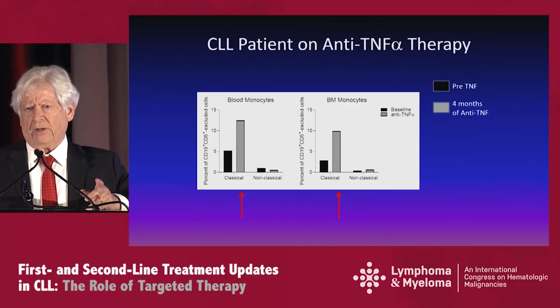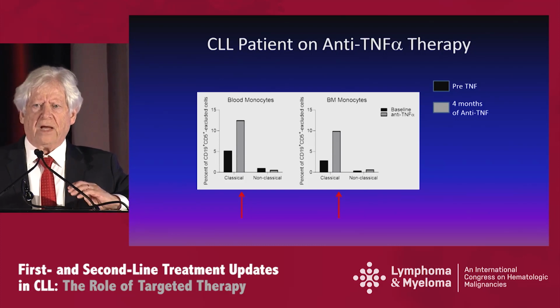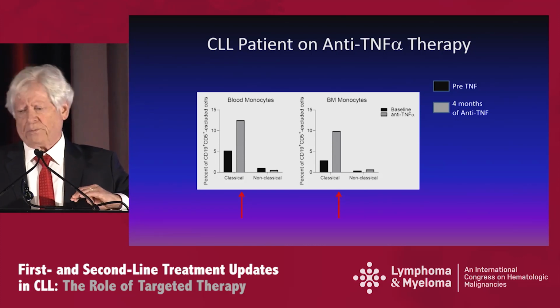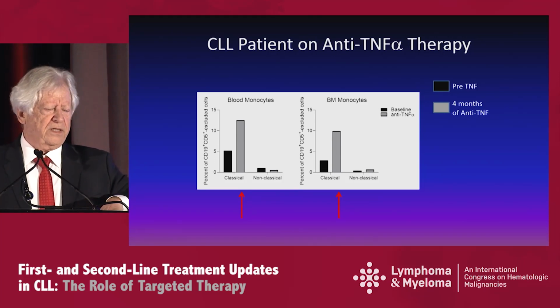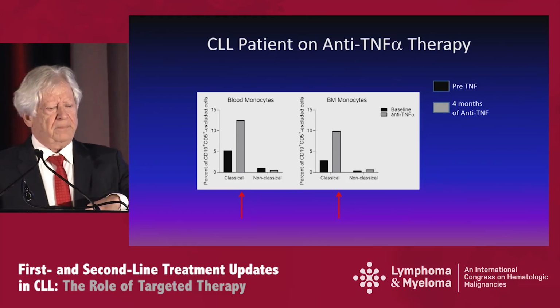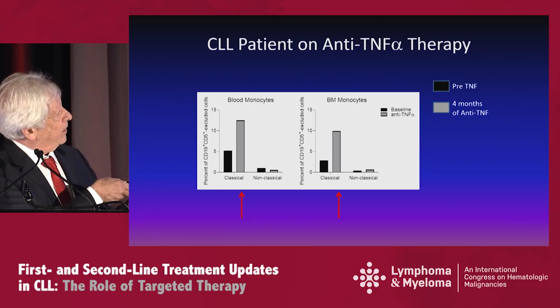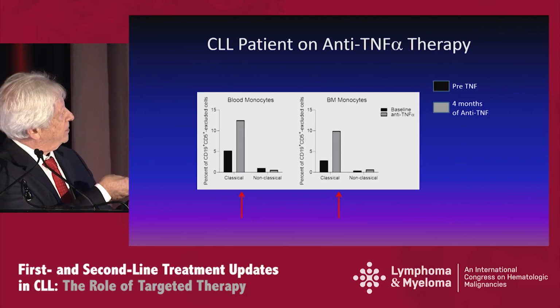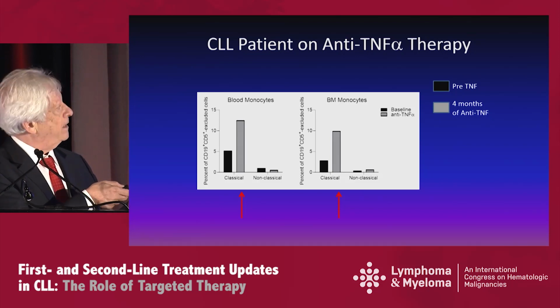Now, to bring this home a little bit more, this is a CLL patient that I follow who has inflammatory arthritis, and he was placed on Humira. And what we did was we were able to get baseline studies of his blood and bone marrow prior to going on Humira and then after 4 months. And what you see here is increases in blood monocytes and bone marrow monocytes after 4 months of anti-TNF therapy.